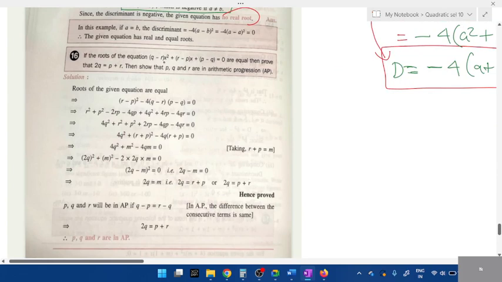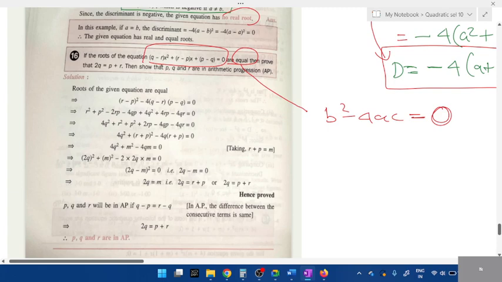If the roots of the equation, look, they'll give you a root, are equal. What do you mean when the word equal is given? What do you take? b square minus 4ac should be equal to? All of you respond. If the word equal is given, what did I tell you? You have to take it as 0.